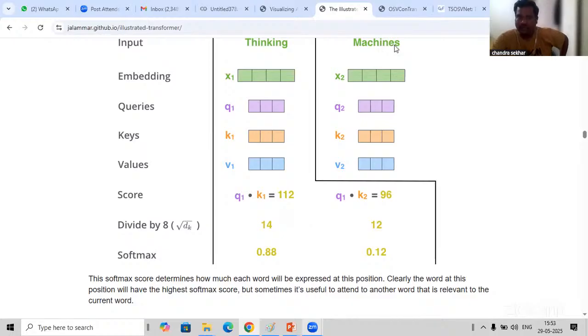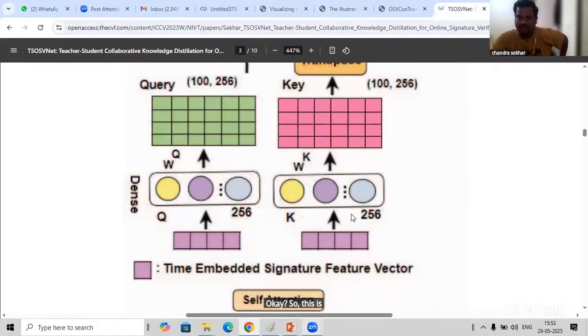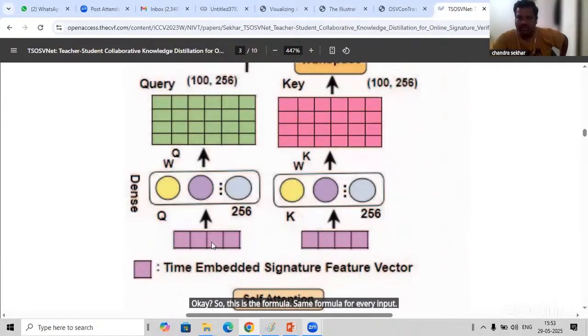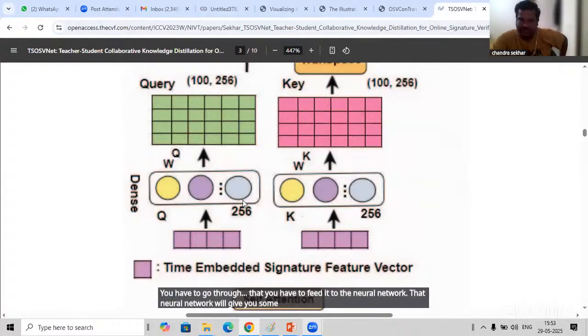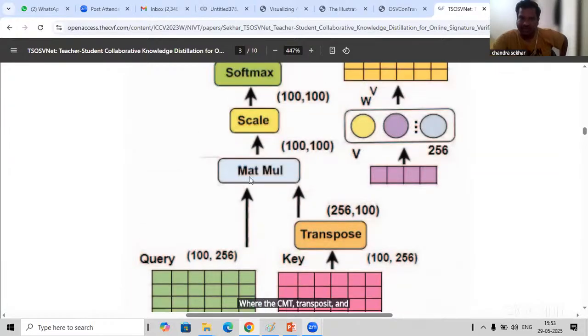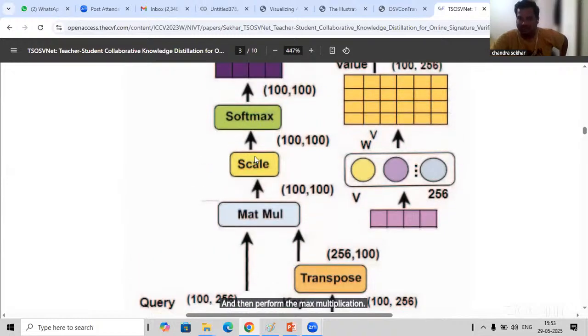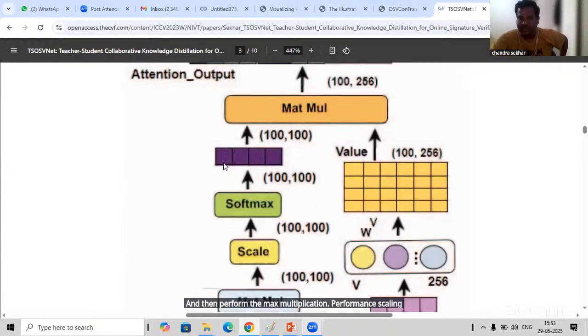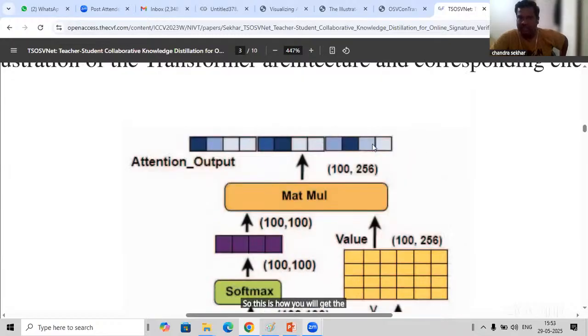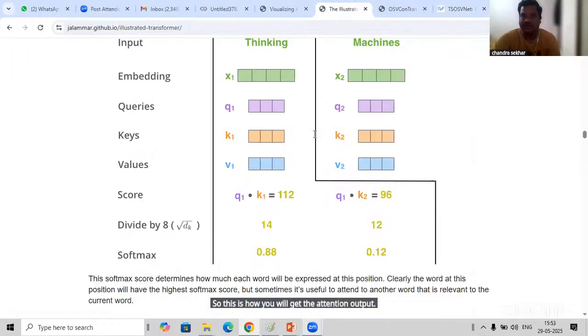Okay. So this is the formula. Same formula for every input. You have to go through that. You have to feed it to the neural network. That neural network will give you some set of weights, which you call a weight matrix. Query, same key, transpose it, and then perform the matrix multiplication, perform scaling, softmax. Then you will get the values. So this is how you will get the attention output. Same they explained here.